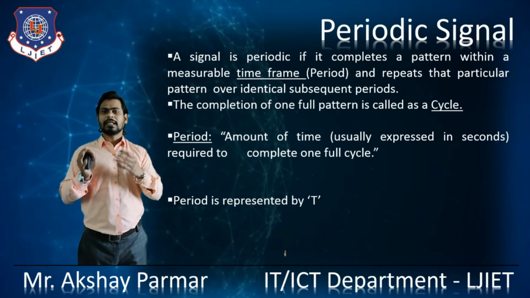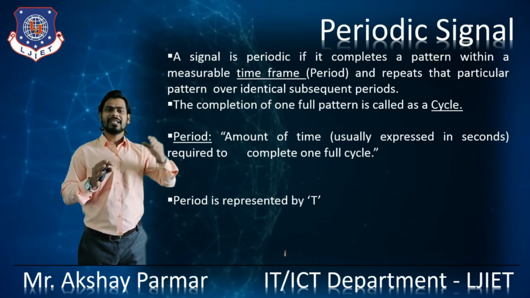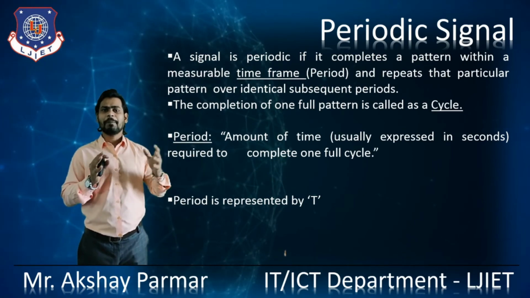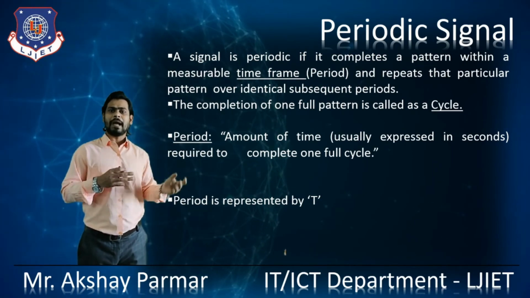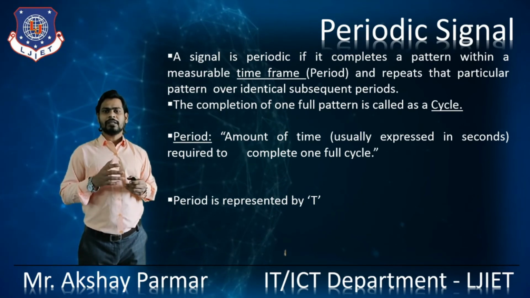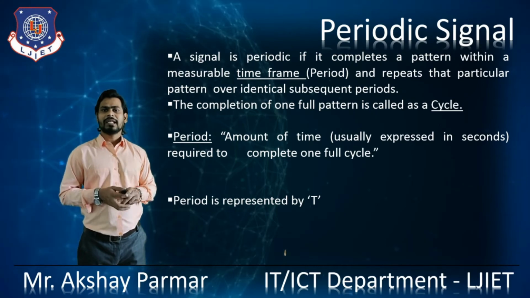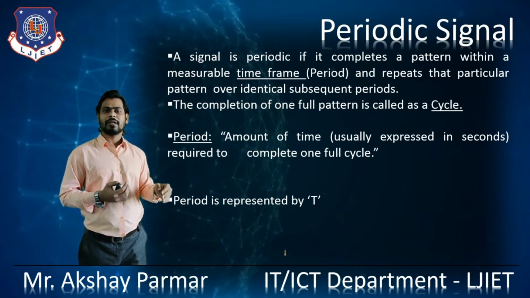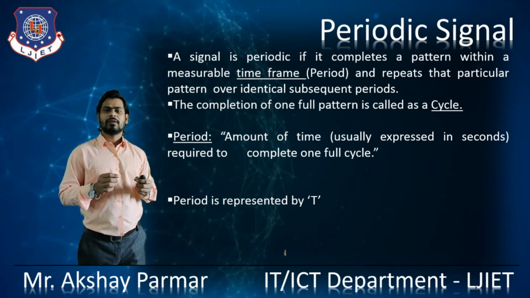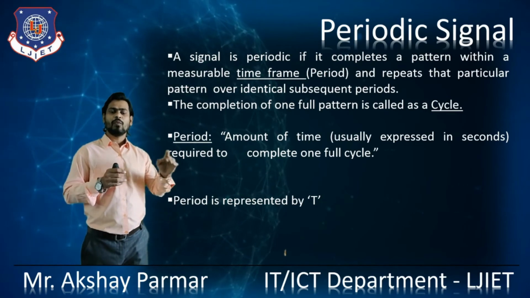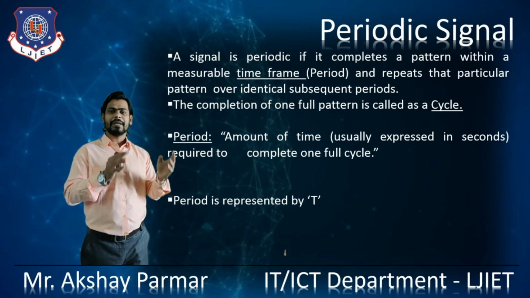A signal is periodic if it completes a pattern within a measurable time frame and repeats that pattern over identical subsequent periods, right? Take the sinusoidal wave, for example. A sine wave repeats its pattern at a given time interval. The amount of time required to complete one full cycle is called the period.